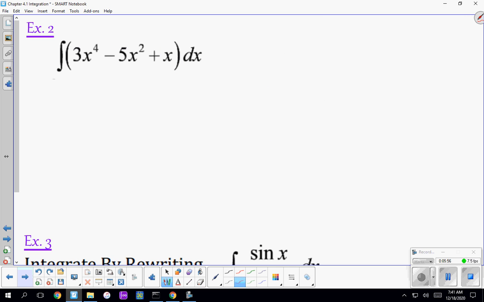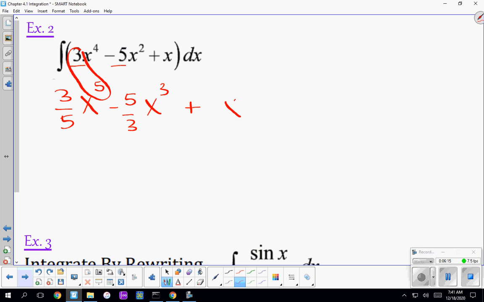So again, we have the power rule. This is pretty straightforward. We're going to add 1 to our exponent and then divide. So here we get a coefficient of 3/5. Okay, out here we'll get x to the third. When I divide -5 by 3, I get -5/3.